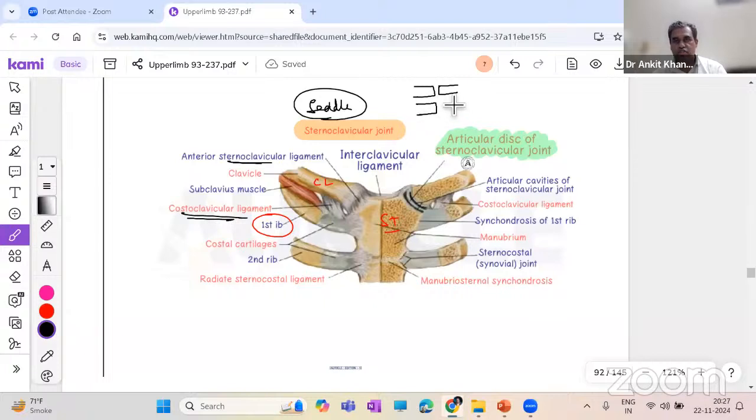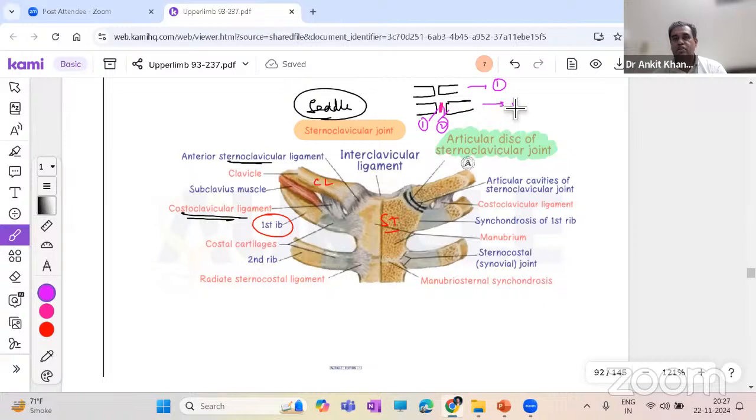Similarly, you have two bones over here and you have a joint also, but what is the difference over here? That you have an articular disc over here in between. So now what change is going to happen? The change is that in this joint you have a single joint cavity, but in this joint you have two different joint cavities.